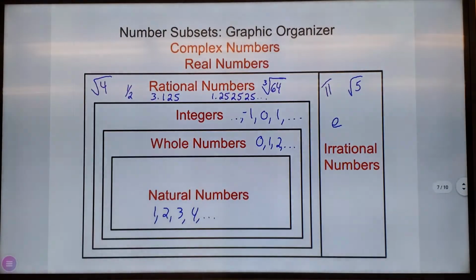Okay, this graphic organizer is something that you should write down. If you're in class, you have a copy of the worksheet that has this on the back of it, and you should fill this out. Every time I ask about something with number subsets, you should picture this in your head and be able to use this, or be able to recreate it.